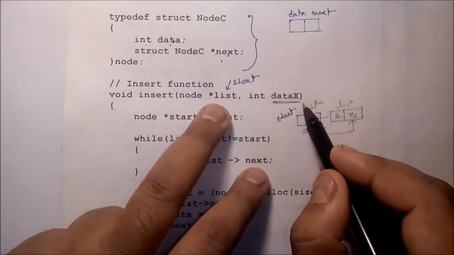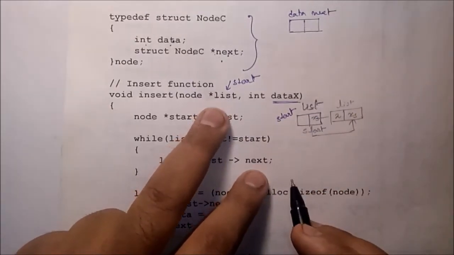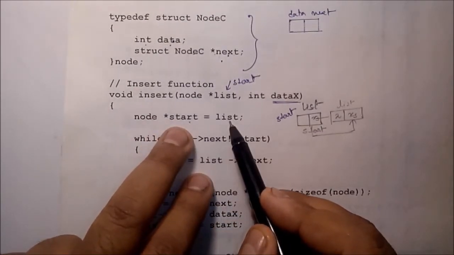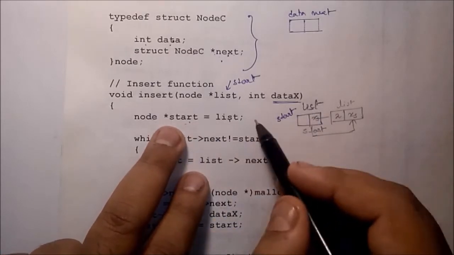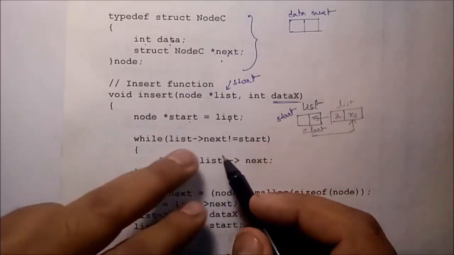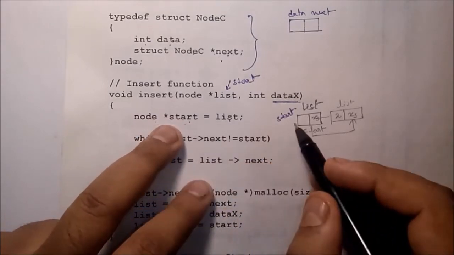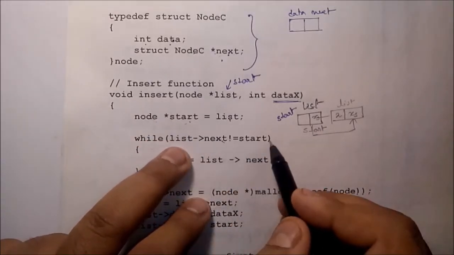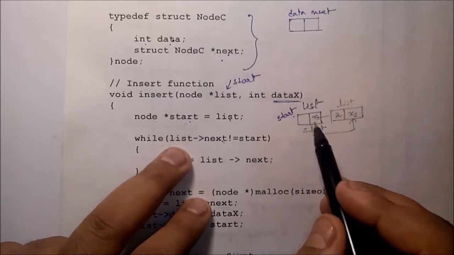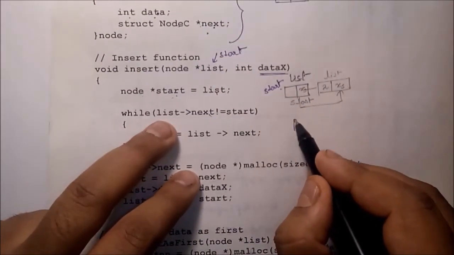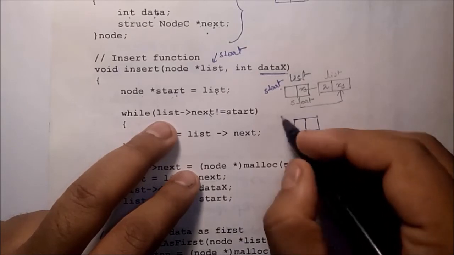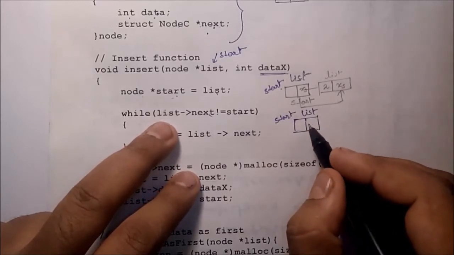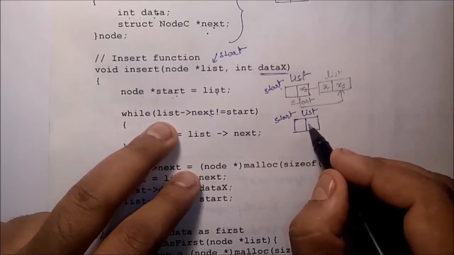Now it is list. Here we are using call by reference. Now node asterisk start is equal to list. Here we are using another variable, start. That start is a local variable. So start is equal to list. Now list next is not equal to start. Initially, the first time, if no data is present, assume last and list are both the same thing. Here we store the address of the first node, say xx.